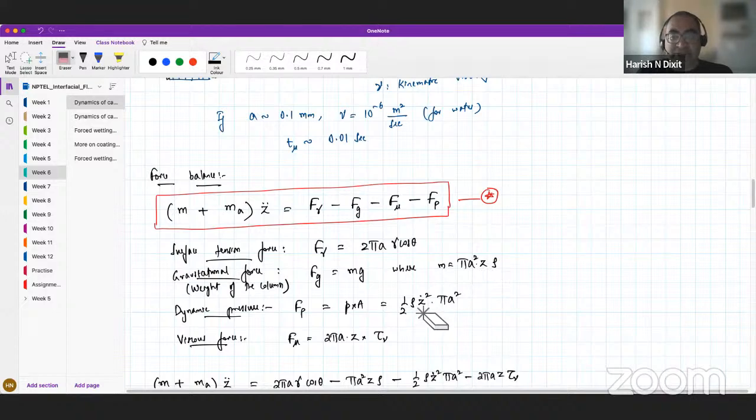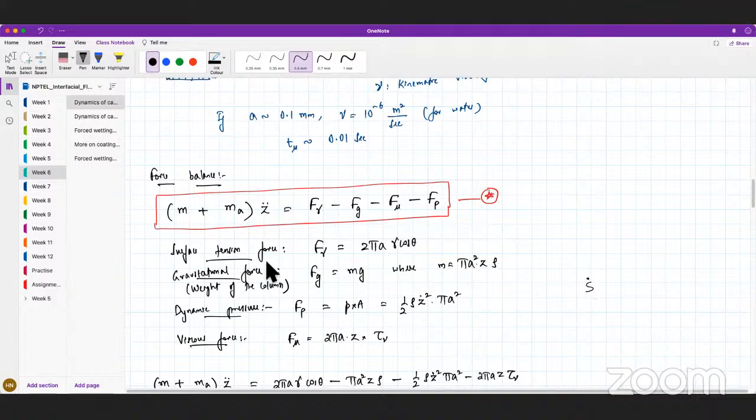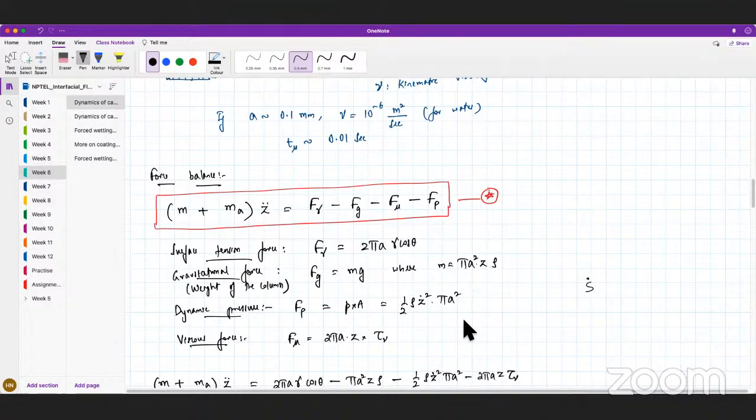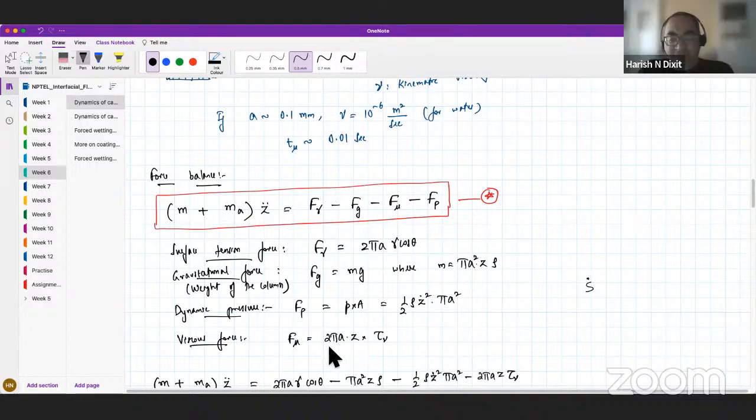Here, z dot is basically the local velocity. But if it's passing through a curved tube, the velocity orientation will not be along the vertical, will not be just z. It will be along the axis. So it's not z dot, you may have s dot squared. s is basically the arc length from the bottom, so s dot will be the velocity. Over here as well, you'll have 2 pi a times s.